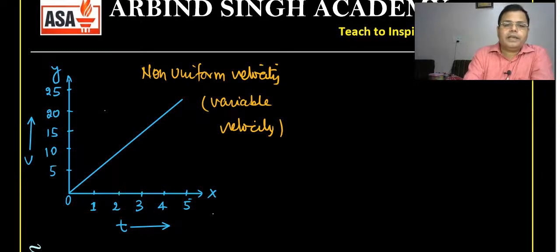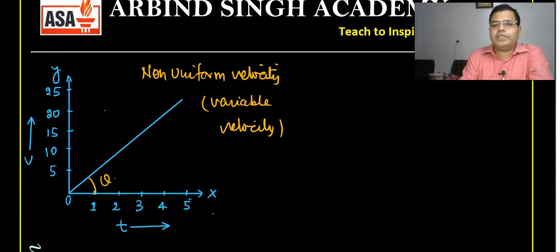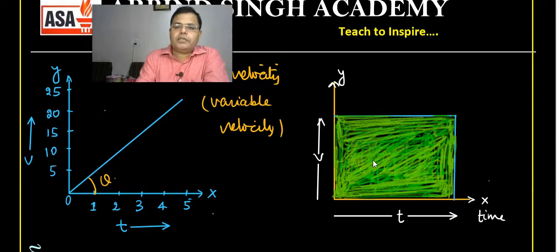Here the slope at any point of time will represent the acceleration. I'll discuss this later. Change in velocity is called acceleration. If there is a constant velocity, and velocity is multiplied by time, that will give the area of this velocity-time graph. And velocity into time is equal to distance. It means the area represents the distance.